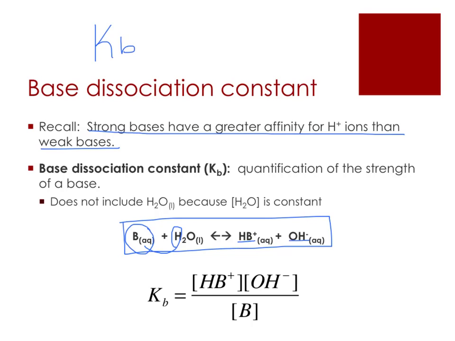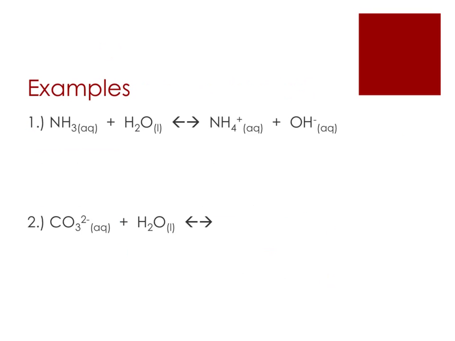In this case, we'll end up with the concentration of HB+, which is the conjugate acid of the original base, times the concentration of OH-, divided by the concentration of base. And of course, all of these concentrations are at equilibrium. Let's practice writing some Kb expressions.